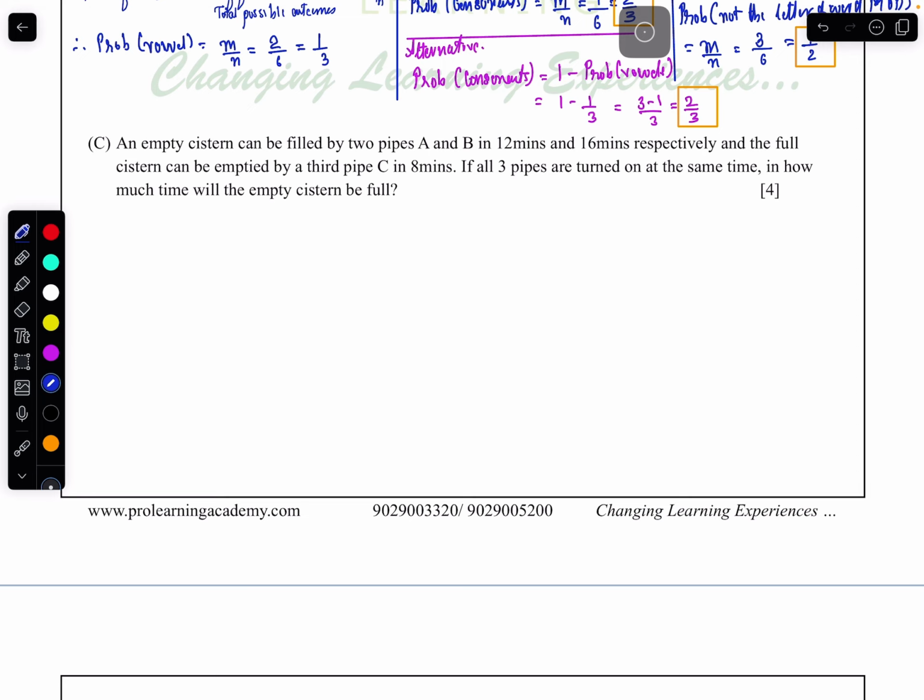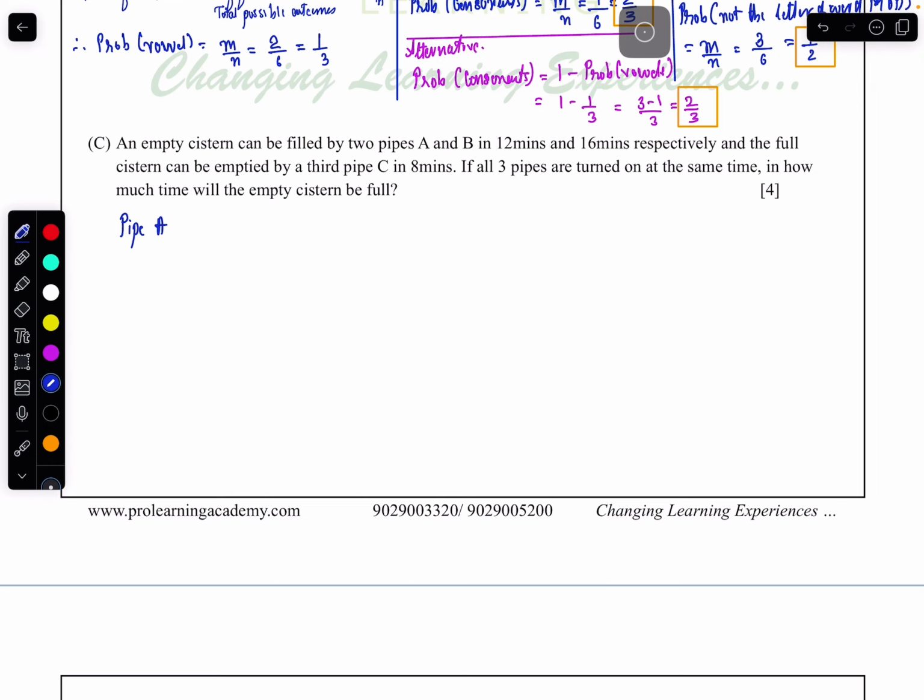Here the question says an empty cistern can be filled by two pipes A and B in 12 minutes and 16 minutes respectively, and the full cistern can be emptied by pipe C in 8 minutes. So there are three pipes, two are responsible for filling and one is responsible for emptying. If all three pipes are turned on at the same time, in how much time will the empty cistern be full? So we are required to get, for 1 minute, what each of these could do, the filling rate and the emptying rate.